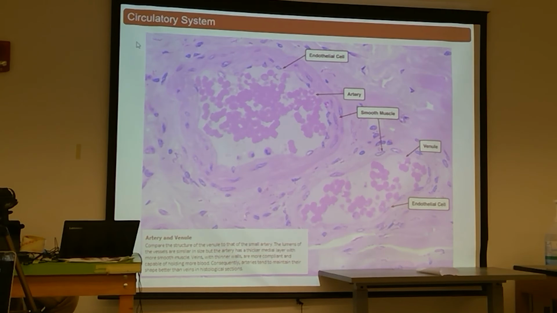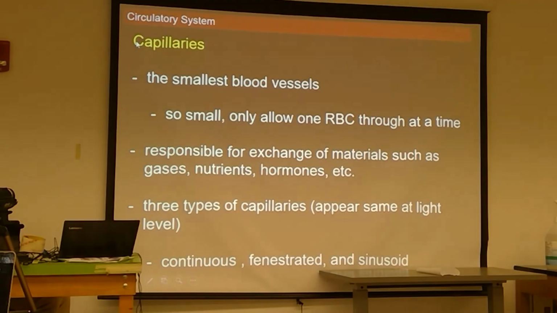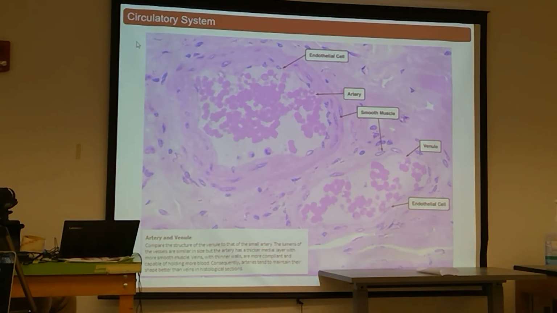And the reason is the layers. With more than 2 layers of smooth muscle, it's still considered a small muscular artery. If it becomes 1 or 2, then it's going to be considered an arteriole. And if you look on this picture here, there are actual descriptions: arteries with a diameter of less than 0.1 millimeter are considered arterioles. That's how they actually define an artery versus an arteriole. But for the general sake, we're just going to go off the smooth muscle layers.